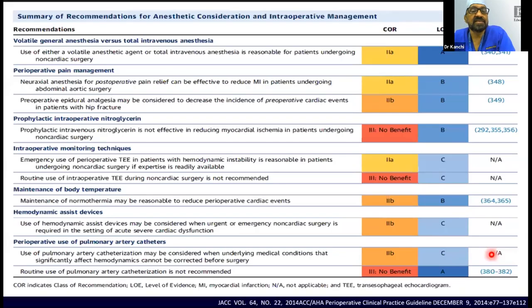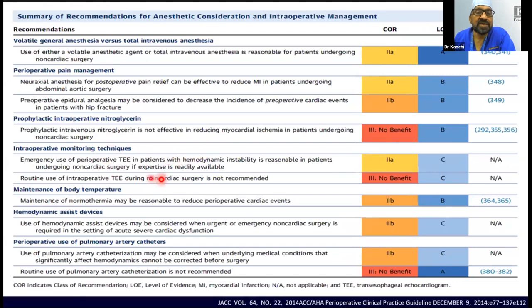Coming to the anesthetic considerations, use of volatile anesthetic agent or total intravenous anesthesia is reasonable for patients undergoing non-cardiac surgery. Neuraxial anesthesia for postoperative pain relief may be effective to reduce perioperative MI in patients undergoing abdominal aortic surgery or thoracic surgery. Prophylactic intravenous nitroglycerin is not effective in reducing myocardial ischemia, but we need to monitor the patients carefully, and at the first sign of myocardial ischemia, we need to intervene and start intravenous nitroglycerin.